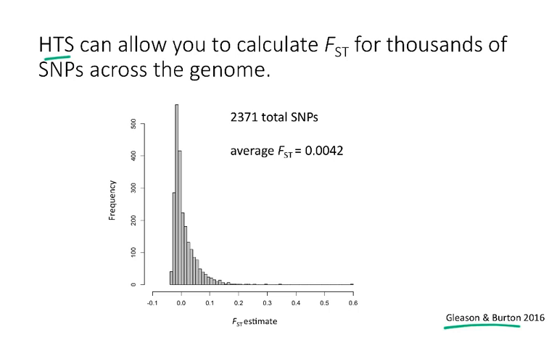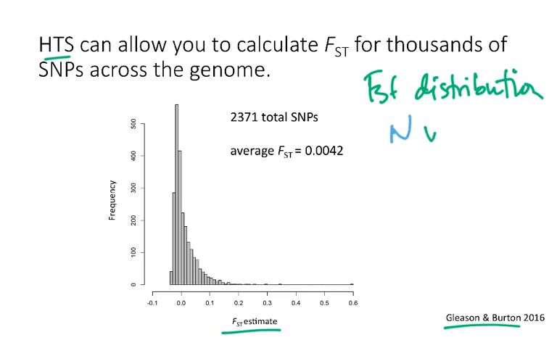This graph here is showing a FST distribution, which is a histogram. So on the x-axis is the FST value. So again, in this data set, what we're doing is comparing northern versus Southern California snails. And so this FST estimate is comparing those two different populations to each other. The y-axis here is the frequency. So that means for how many SNPs did we find that actually had that calculated FST value.